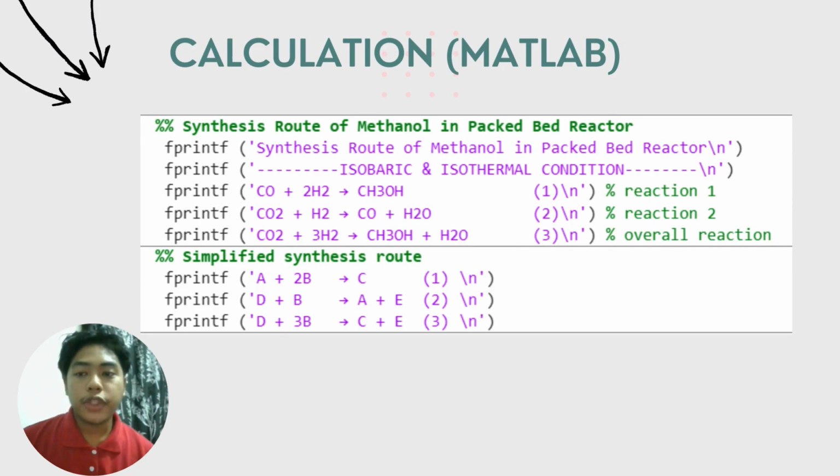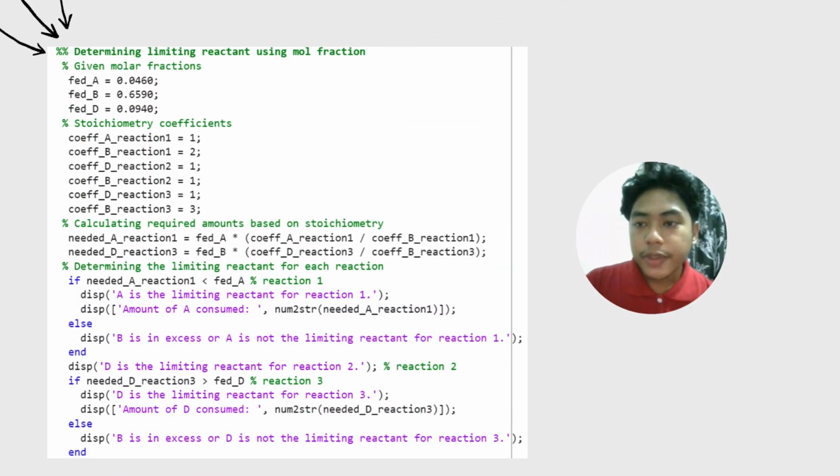We use programming through MATLAB. Firstly, we just use a free add function to display the synthesis route. This MATLAB script identifies limiting reactants in 3 chemical reactions using molar fractions. It calculates required reactant amounts, checks against initial quantities, and determines limiting reactants for each reaction.